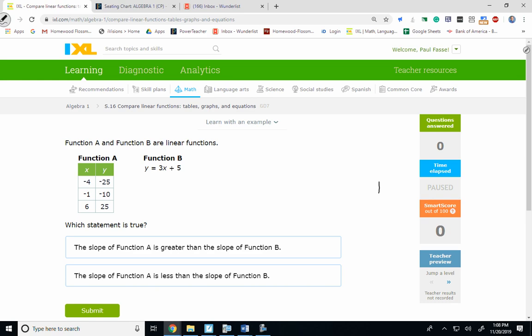Okay. And then you're also going to do, over the next 2 days, S16 and S17. Okay, so S16, I'm going to go through as many as I can here. It says here that functions A and B are linear functions. The slope of, and you have to choose, the slope of function A is greater than the slope of function B.